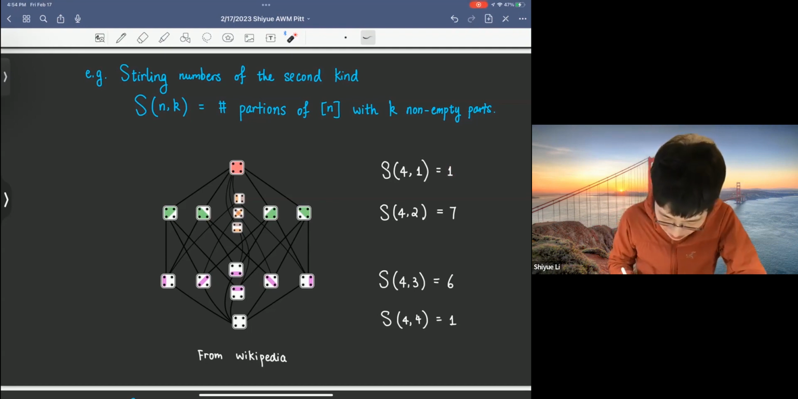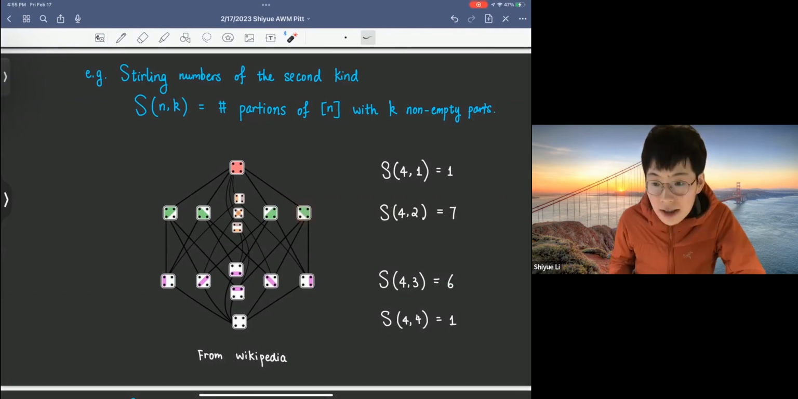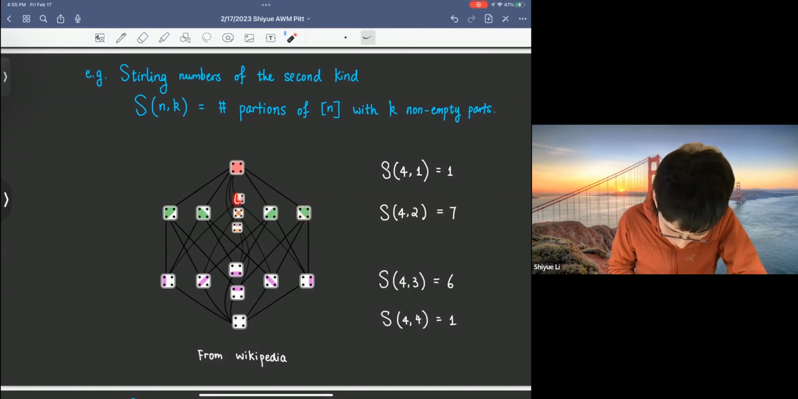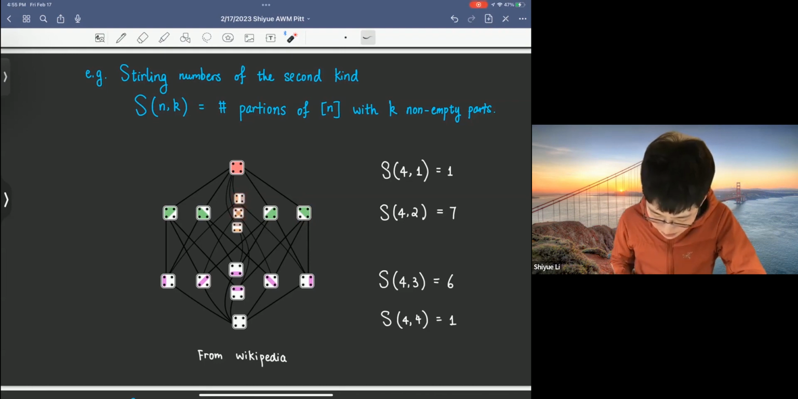The second level counts the number of partitions of 1 through 4 into exactly 2 parts. The green coloring says this is one part and this is one part, or you can partition it into 2 parts like this. This picture tells you that there are 7 such partitions. You do the same for partitioning into 3 parts and into 4 parts, and you get 6 and 1.